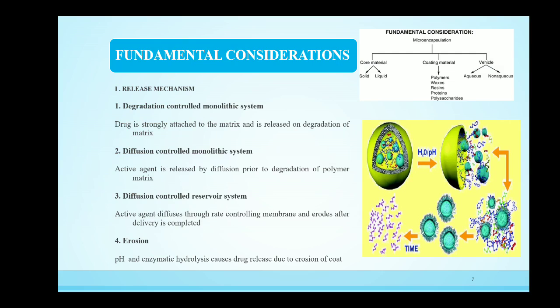Coming to the third mechanism, that is active diffusion controlled reservoir system. Here the active agent diffuses through the rate controlling membrane and erodes after the delivery is completed. Here the active agent is encapsulated by a rate controlling membrane. So in this case the drug release is unaffected by degradation of the matrix. Next mechanism is by erosion. Here the pH and enzymatic hydrolysis cause drug release due to the erosion of the coat.